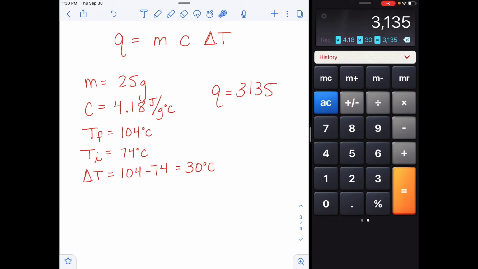Make sure you use the correct units. Grams is going to cancel. Degrees Celsius is going to cancel. And you're left in joules.